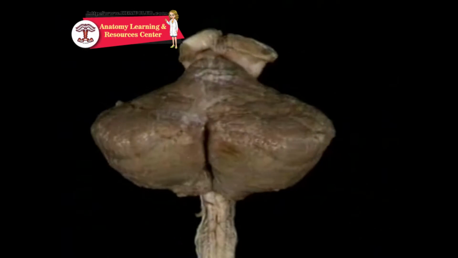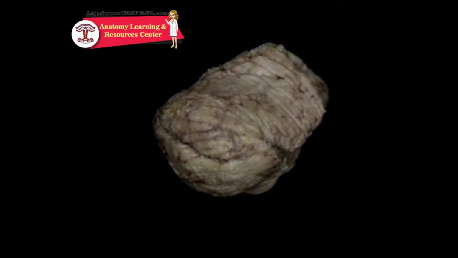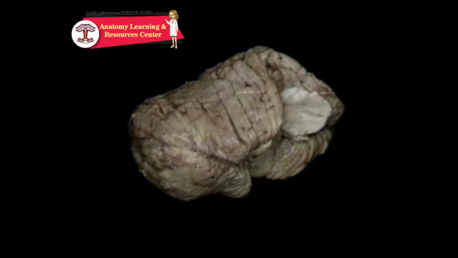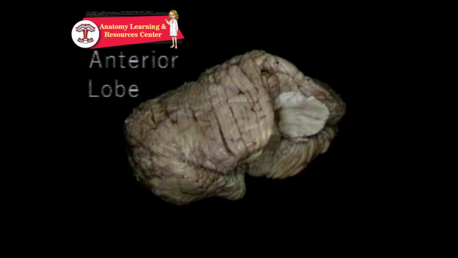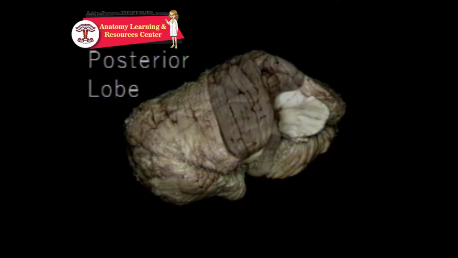To see the cerebellum better, we'll look at it by itself. The surface of the cerebellum is marked by many parallel fissures, some deeper than others. This deep primary fissure divides the cerebellum into a small anterior lobe and a large posterior lobe.